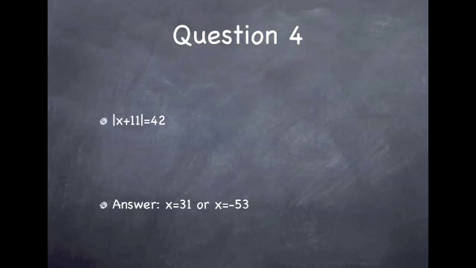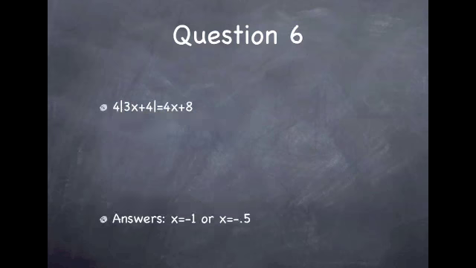Question 4. Say you have |x plus 11| equals 42. The answer would be x equals 31 or negative 53. Question 5. You have 3 times |x plus 6| equals 36, or you have 3 times x plus 6 equals negative 36. After solving that, the answers are x equals 6 or x equals negative 18.